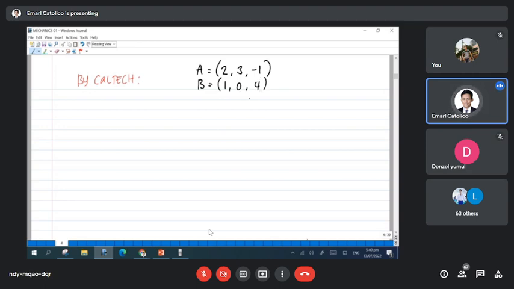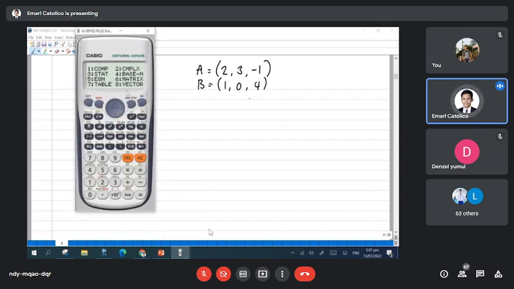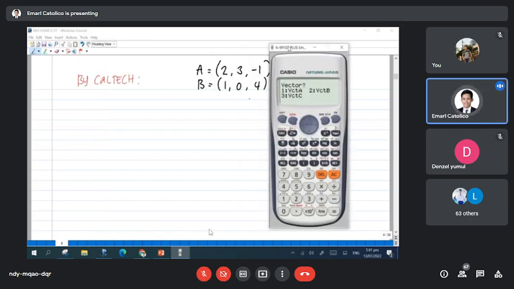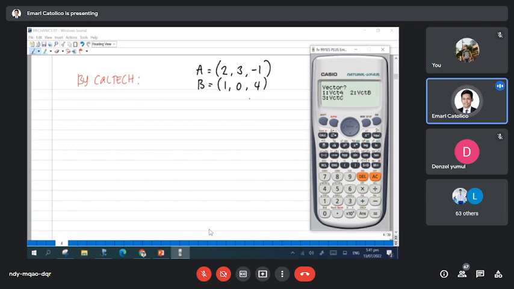Punta kayo sa calculator nyo. So, I hope may calculator kayo dyan. Mode number 8, ano, vector. Tapos magtatanong siya, so vector A, vector B, or vector C. So store muna natin si vector A. Magtatanong siya ng dimension. So 1 is to 3. So number 1. So store natin 2, 3, and negative 1. Okay? So kapag okay na, press AC. Then shift, yung vector nasa number 5. Shift 5. Then punta kayo ng data.